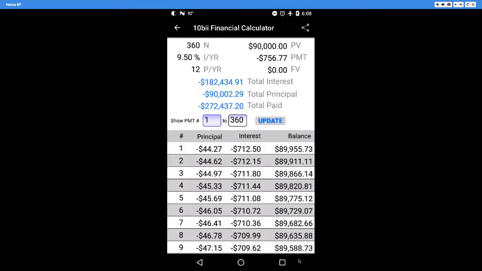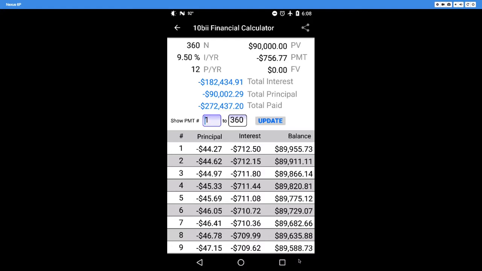When you hit the amortization button, it is going to pull up an amortization schedule for you. This is one of the beautiful solutions to using this calculator, because now, right in front of us, we're seeing that in interest alone, we would profit $182,434 in profit in interest alone. That's your net profit. So on a $90,000 note, you're actually pulling in $272,000.